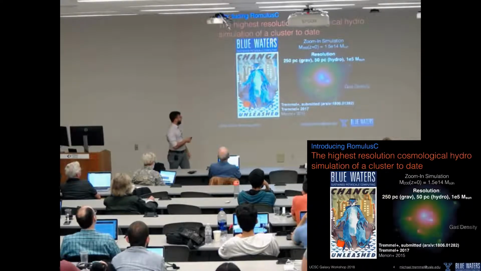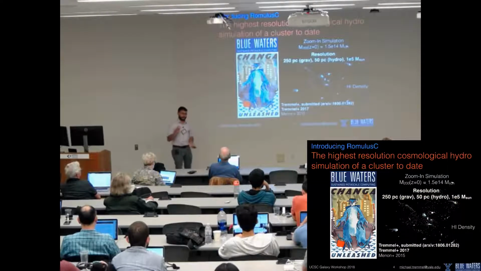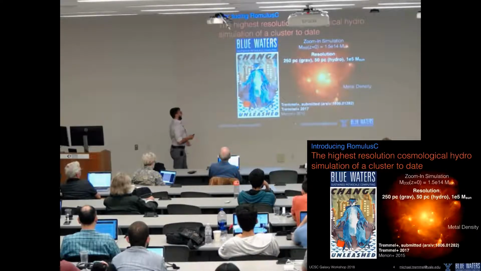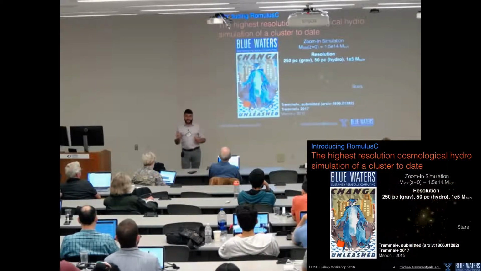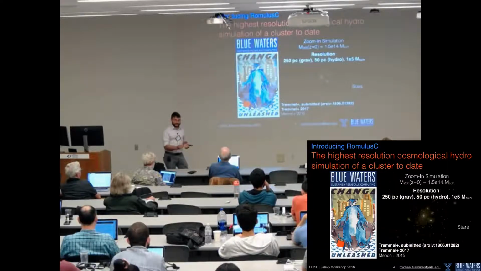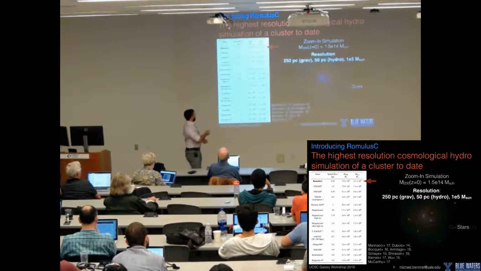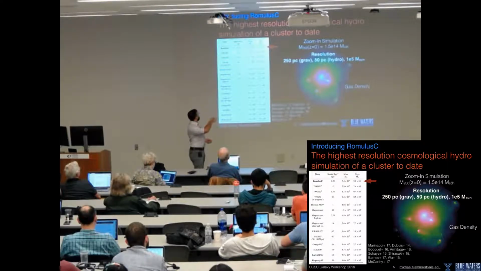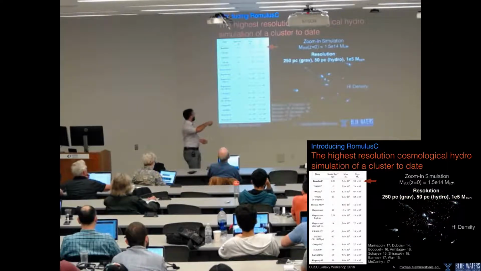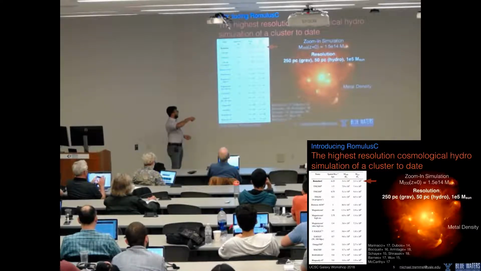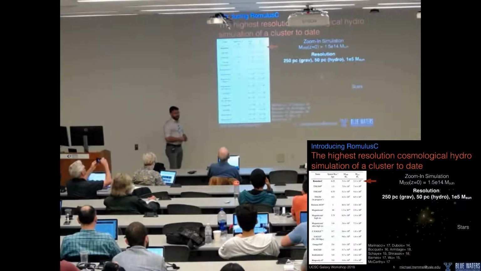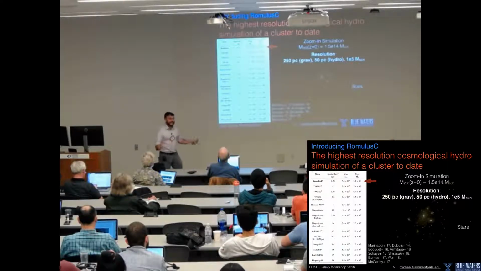So the Romulus simulation has 10 to the 5 solar mass resolution and down to 50 parsec hydrodynamic resolution of a galaxy cluster. This allows us to, for the first time, fully resolve dwarf galaxy scales in galaxy cluster environments. This is a whole new way of studying galaxies with cosmological simulations. And just to highlight this, if we look at the resolution of RomulusC compared to all the other cosmological simulations that include galaxy clusters, we are a factor of several to orders of magnitude better in terms of both spatial and mass resolution than anything that's out there today.